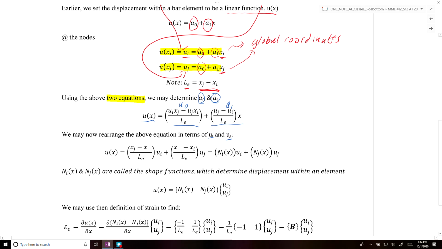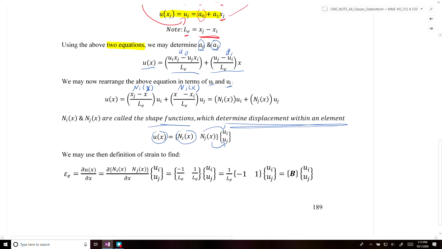What we end up getting is two functions, ni of x and nj of x. These two functions are called shape functions, which determine the displacement within an element. We can define our displacement u of x as the sum of ni of x times ui plus nj of x times uj.